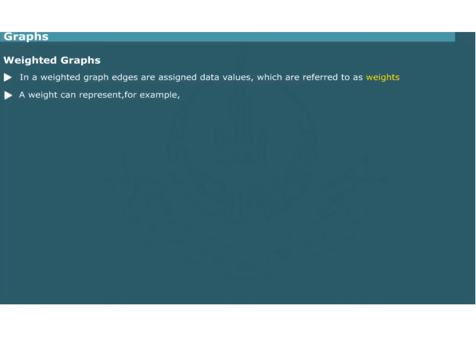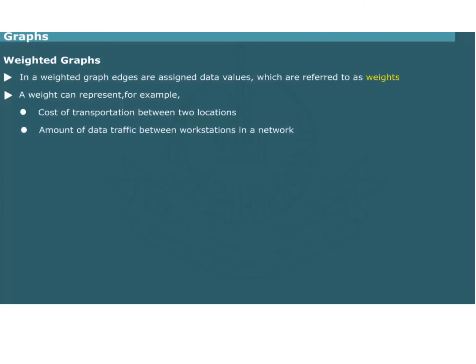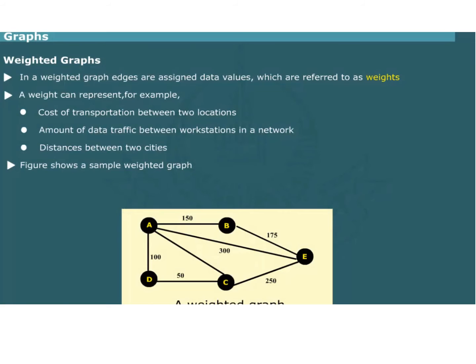Weighted graphs. In a weighted graph, the edges are assigned data values referred to as weights. Weighted graphs have several real-life applications. A weighted graph might, for instance, represent cost of transportation between two locations, amount of data traffic between workstations in a network, or distances between two cities. Figure shows an example of a weighted graph. The numbers attached to the edges are the weights.